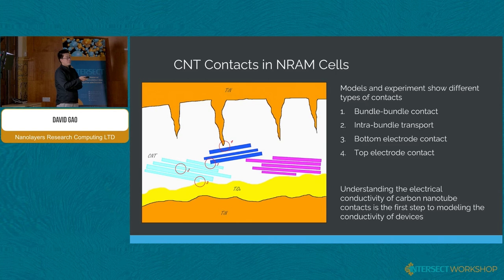You basically have all of these CNT bundles, and you have a number of types of contacts. The first one is bundle-bundle contacts. So it's this one here, where you have one bundle touching another bundle, and it's usually one nanotube from a bundle touching another bundle or more. You also have intra-bundle transport. That's actually just transport in between nanotubes that are part of the same bundle, right? So they share a huge amount of overlap, and they can participate quite well in transport as well.